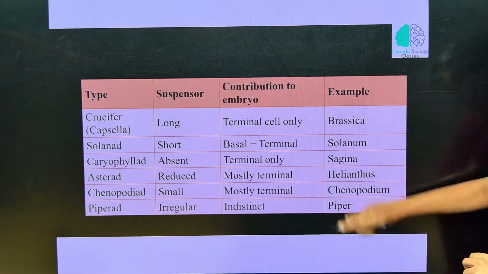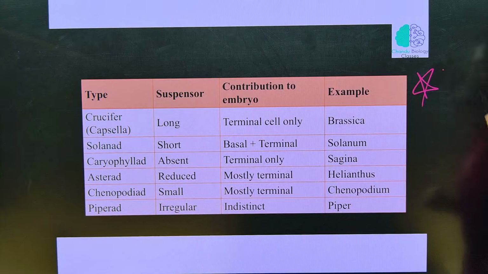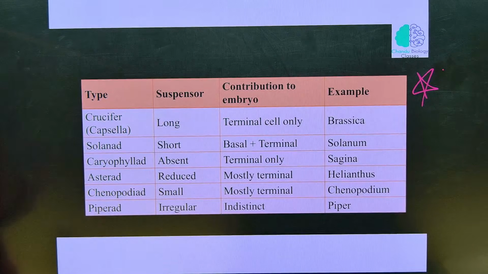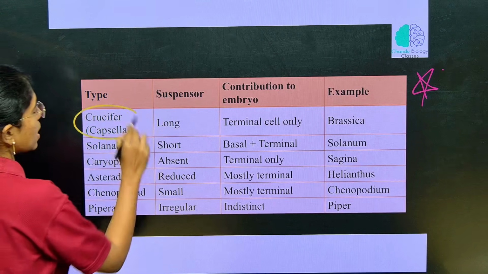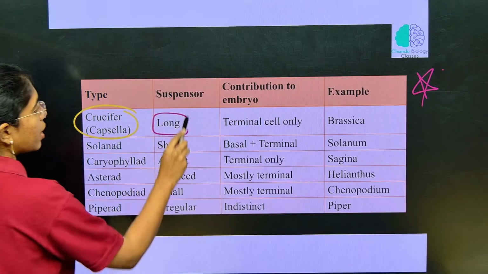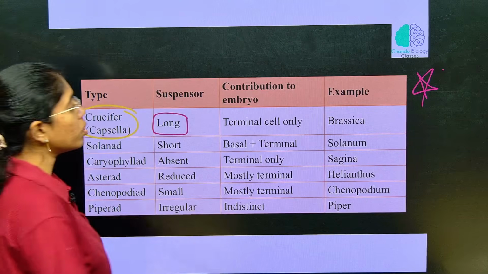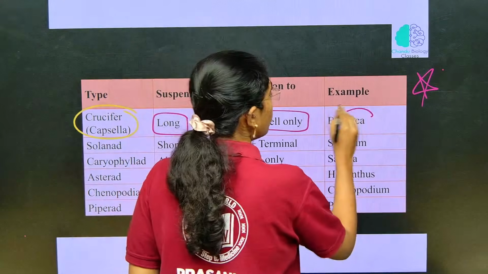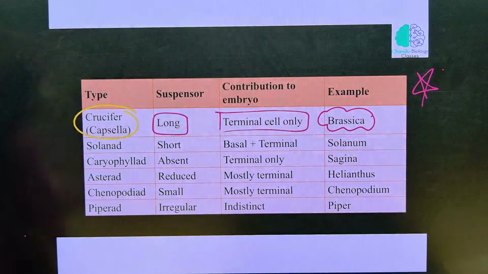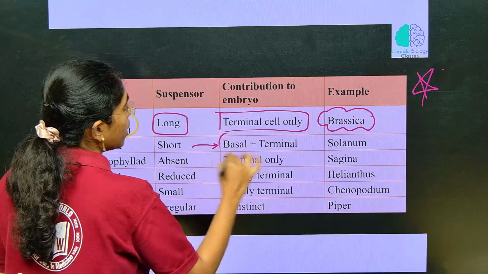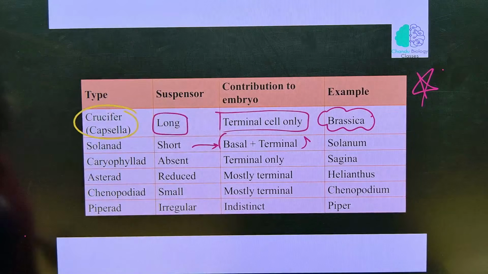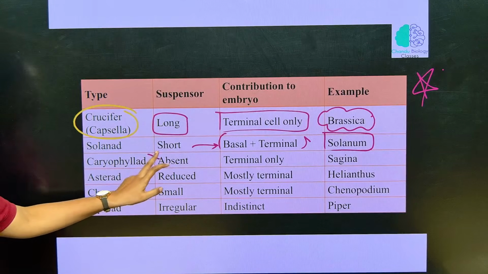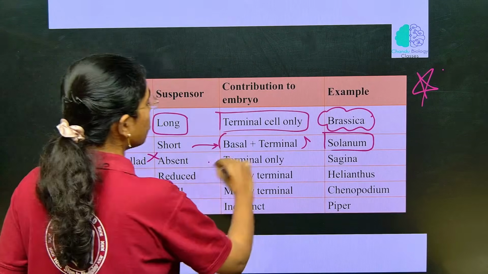Now, if you take a keynote, this single table with examples is also enough. You can take a screenshot of this single table. Here you see first the Crucifer type, where the suspensor is long. In Crucifer type you can see a long suspensor, and only the terminal cell contributes to the embryo formation. Example includes Brassicaceae. Solanad type has a short suspensor, and both basal and terminal cells contribute to the embryo. Example is Solanum.